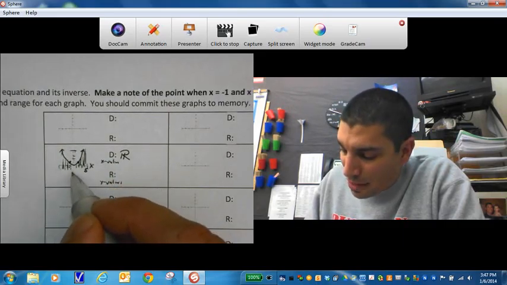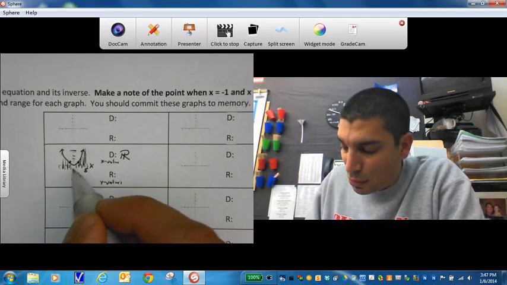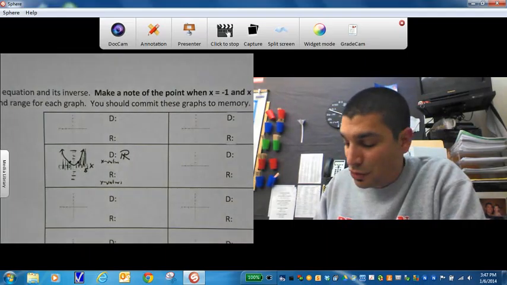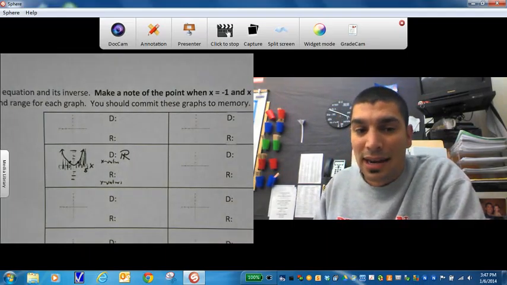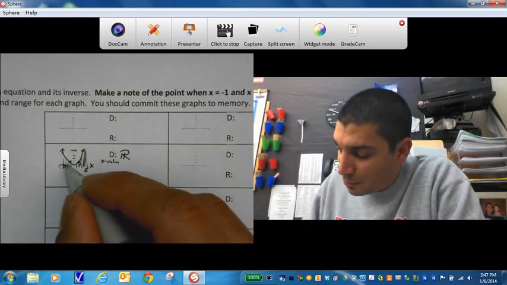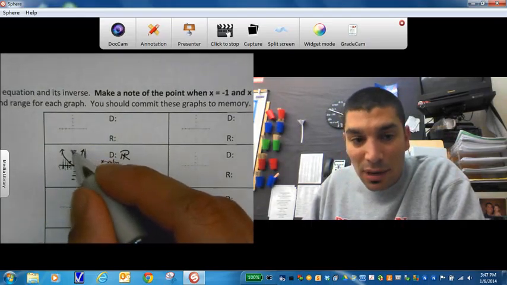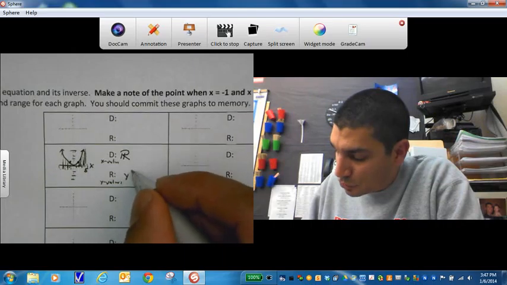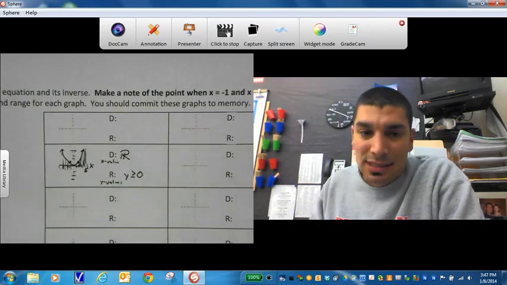But are there any y values down here below this graph? You should be thinking no. So how do I write that? I have y values that are equal to this line and above. How would I write that? Y is greater than or equal to 0.